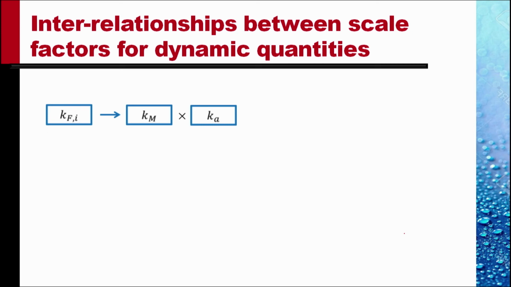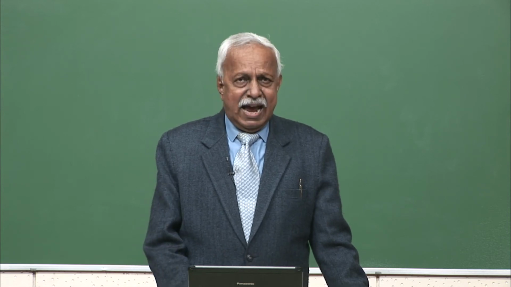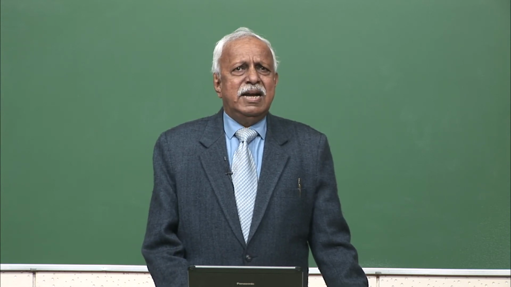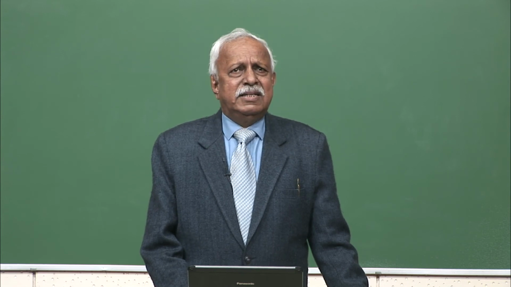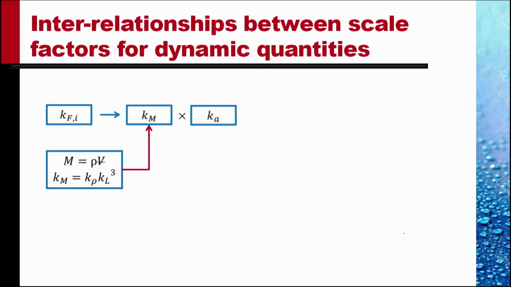Now, we can manipulate them like this. Kf equals Km into Ka. But Km is related to the density times the volume. Mass is rho times the volume. So Km is like K rho KL cubed.